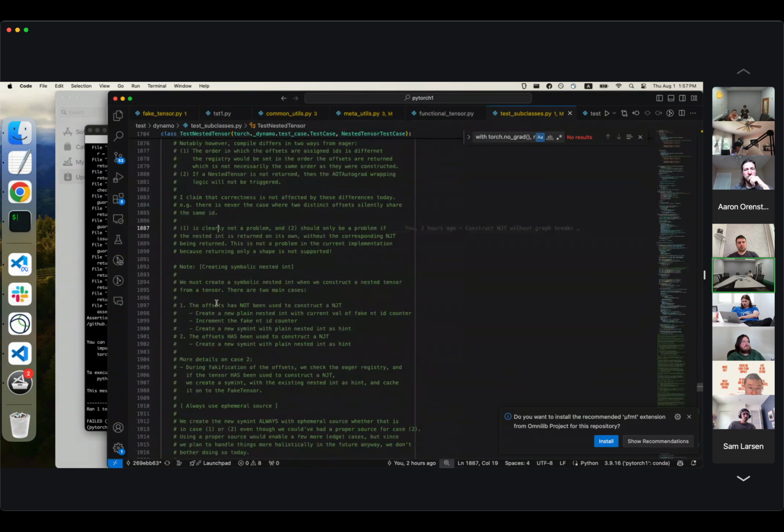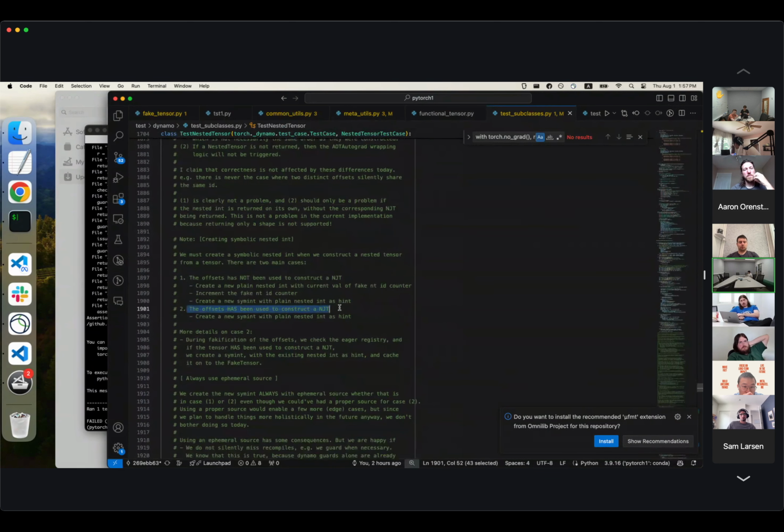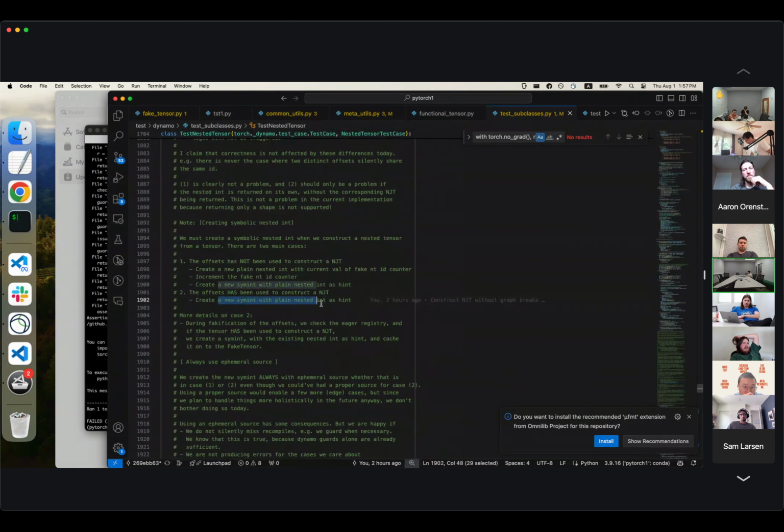The second case is where you return a nested int, but you don't return the corresponding NJT. In this case it's wrong because we didn't actually increment the counter, but we returned the ID. The reason the second case doesn't matter is because we don't even support it. It errors out for other reasons. So in practice, even though this is kind of weird, it does seem to do the trick.